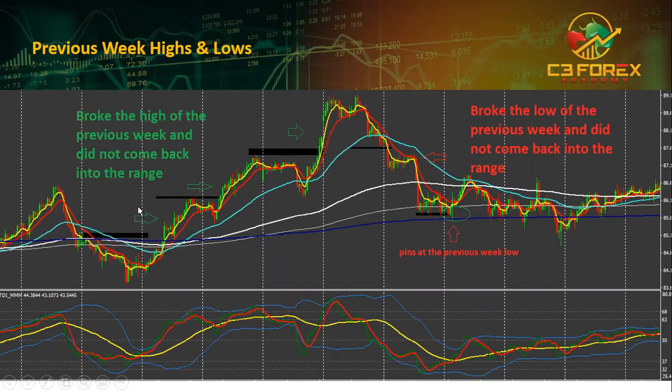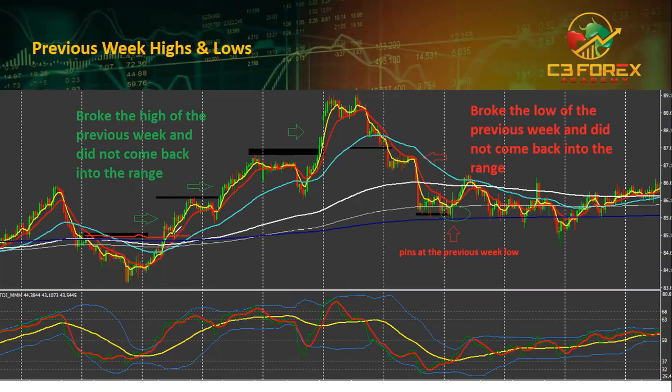All right. So in these examples, this is your previous week high. Like I said in the last slide, when they break the high and low of the previous week, we can expect them to come back into the range. These are examples of when price doesn't come back into the range. This is the high of this week. It breaks the high, but notice what happened. It broke the high. This is the high right here.